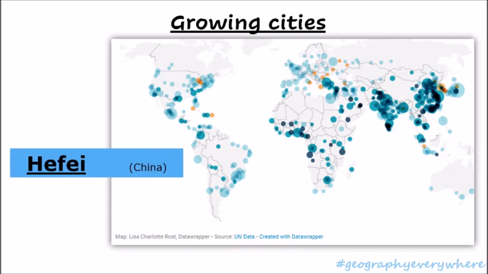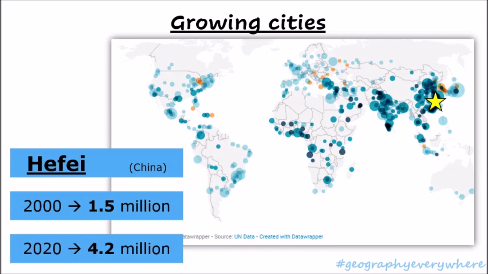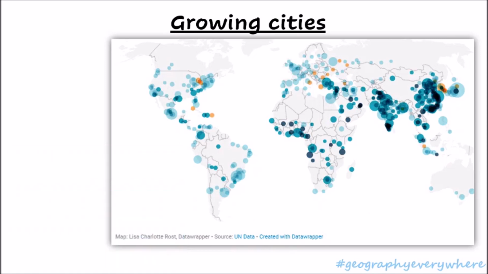Let's look at the city of Hefei. This is one of the fastest growing cities in China. It's located near the coast. In the year 2000, the population of the city was 1.5 million. But in 2020, the population went up to 4.2 million. The population of the city almost tripled in 20 years.